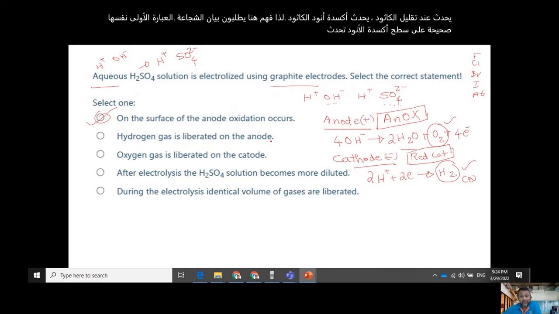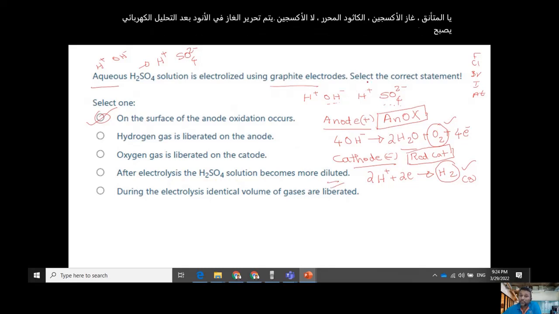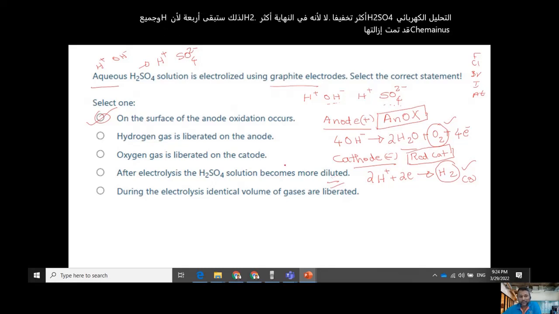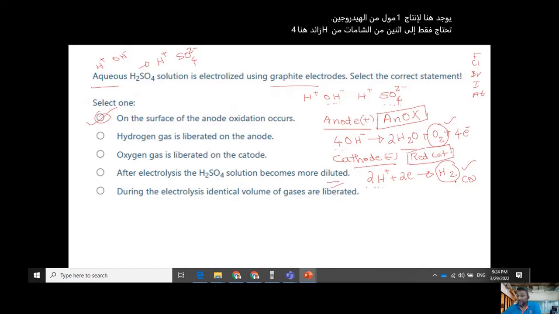Hydrogen gas liberated at the anode? No, it's at the cathode. Oxygen gas liberated at the cathode? No, oxygen gas is liberated at the anode. After electrolysis, H2SO4 solution becomes more diluted? No, because at the end, more H2SO4 will be remaining because H+ and OH- have been removed. So it will become more concentrated. During the electrolysis, identical volumes of gas are liberated? No, for producing 1 mole of hydrogen you need just 2 moles of H+, here 4. So the gas produced would be double for hydrogen than oxygen.